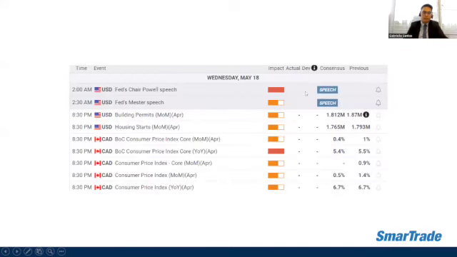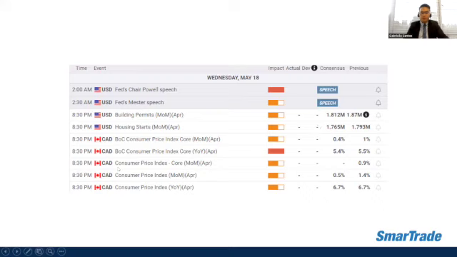And also for the US session, we have to focus on the building permits monthly basis for the month of April, and also the housing starts. And also we have to pay attention to the inflation rate data, or the consumer price index for Canada as well. So the building permits, previous data was 1.87 million, and it's being forecasted slightly lower, around 1.81 million. And also the housing starts, previous data at 1.79, and it's being forecast around 1.76.